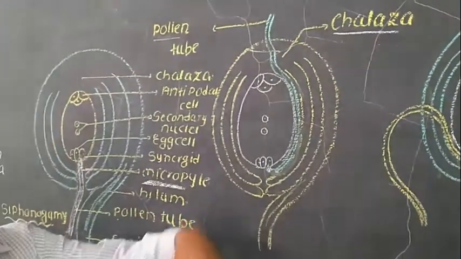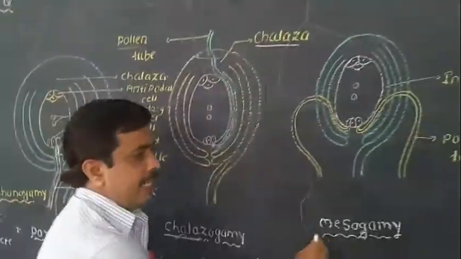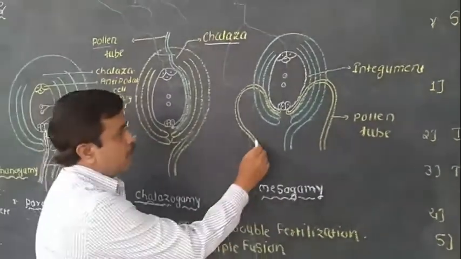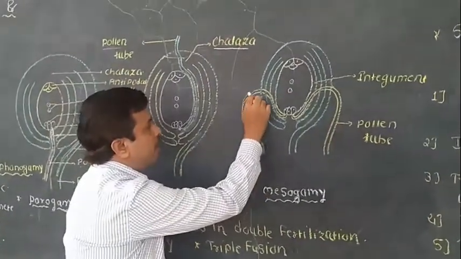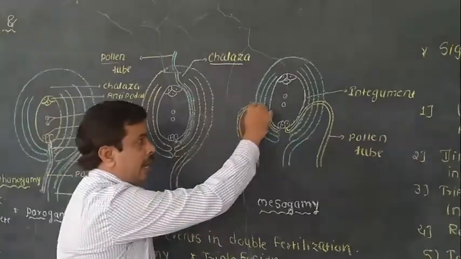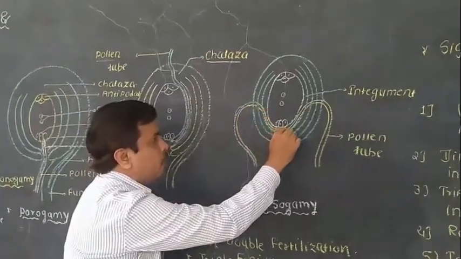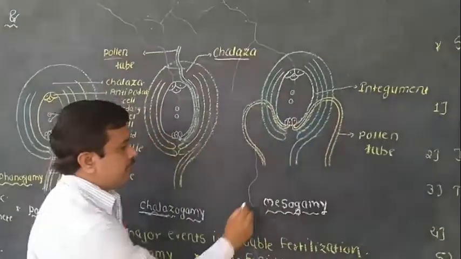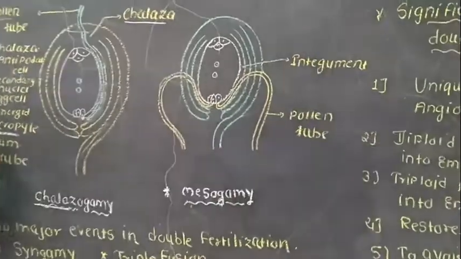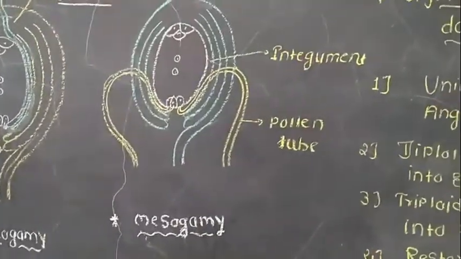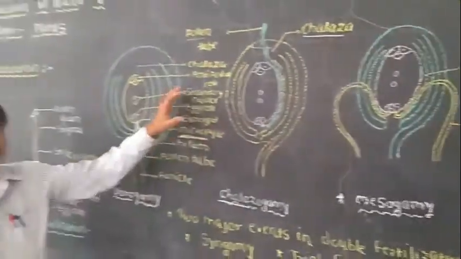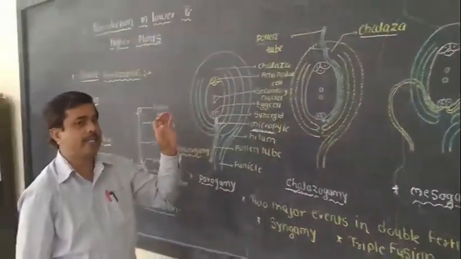In another way, that is mesogamy. Okay, in mesogamy, this is the pollen tube, it enters through the integument, and then it reaches up to the egg cell. So this event is known as mesogamy. So here there are different ways through which the pollen tube enters inside the embryo sac.